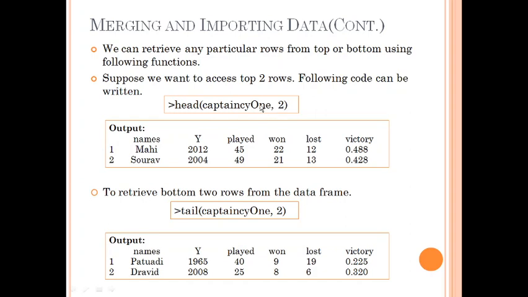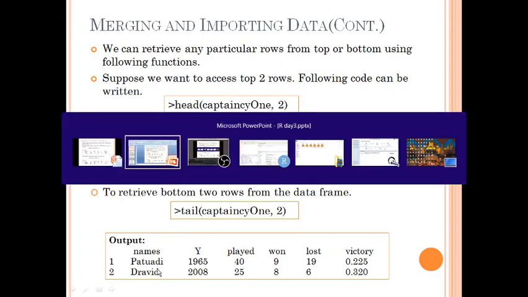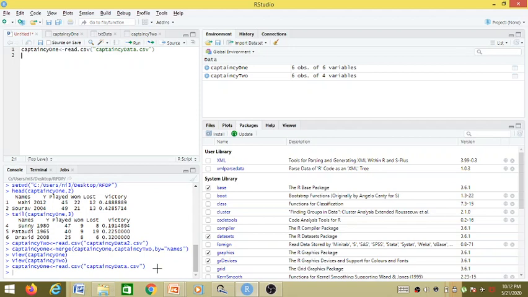So here from captaincy 1, the first two rows have been extracted. Similarly, the tail function will also take the name of a data frame and the number of rows from the bottom which we want to extract. And if we run this, the last two rows of the captaincy 1 data frame will be displayed. So let's perform the operation on RStudio.